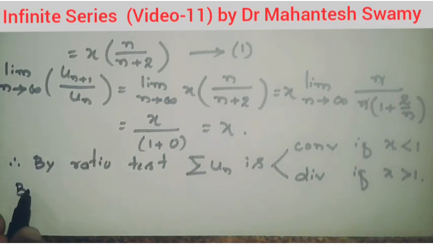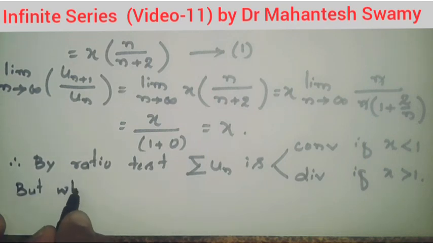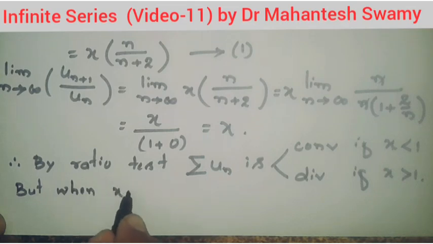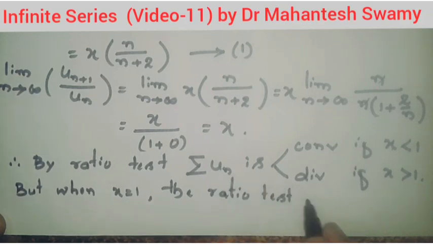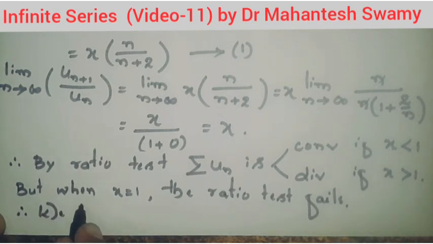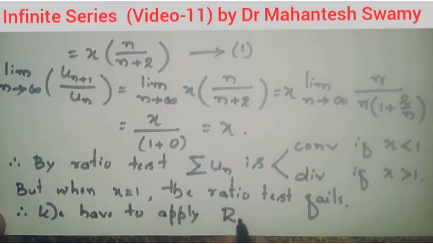But when x is equal to 1, the ratio test fails. Therefore, we have to apply the next one. What is the next one? Raabe's test.